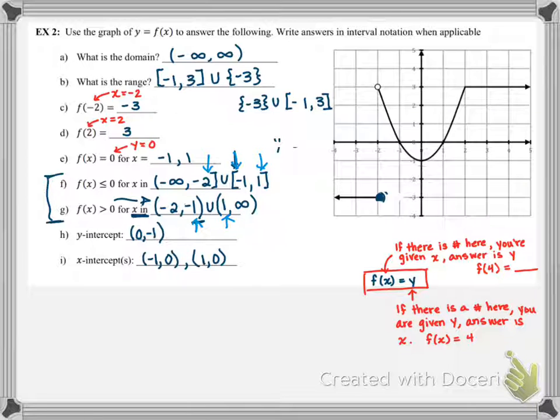I'm trying to think of any other situation on a graph. Every once in a while, I'll ask you to give me one ordered pair on this graph and then have you interpret it. But in a setting like this, the only time we're going to have ordered pairs is for our intercepts. And everything else is going to be an interval or individual x values or individual y values.